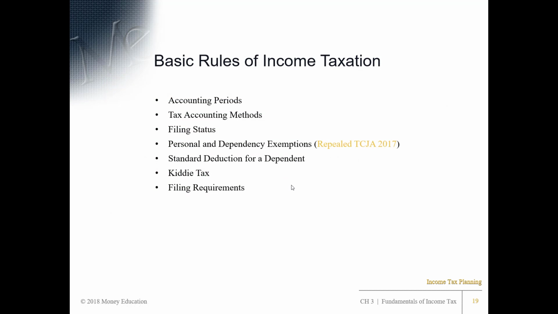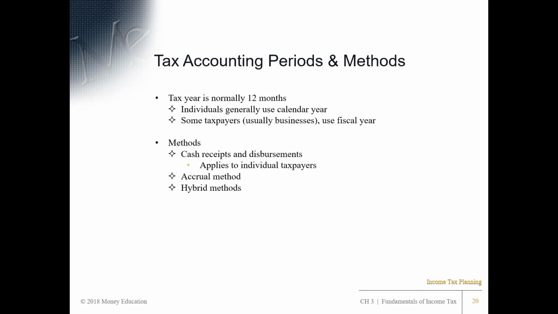So let's talk about some basic rules of income taxation. We're going to talk about accounting periods, tax accounting methods, filing status, personal and dependency exemption, which was repealed, standard deduction for a dependent, kiddie tax, and other filing requirements. So normally a tax year is 12 months. Individuals generally use a calendar year. Some taxpayers, businesses, use a fiscal year.